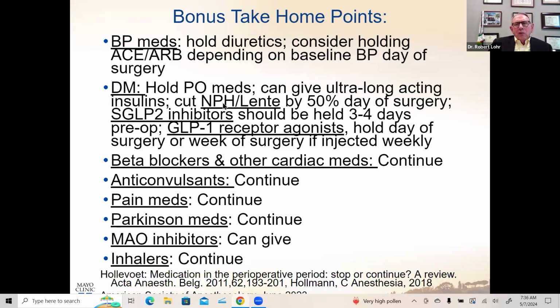You don't want them to have no insulin, because then their glucose is really going to be high and difficult to manage. What about the newer drugs? The SGLT2 inhibitors, these are the sodium glucose transfer inhibitors, should be held 3 to 4 days pre-op. 3 to 4 days. These drugs need to be completely out of the patient's system. And the reason is they are prone to developing euglycemic ketoacidosis.